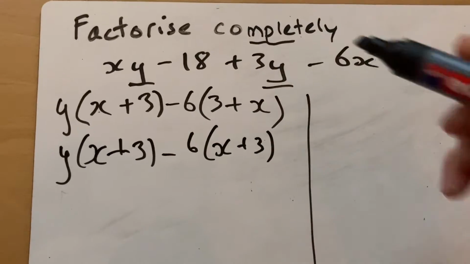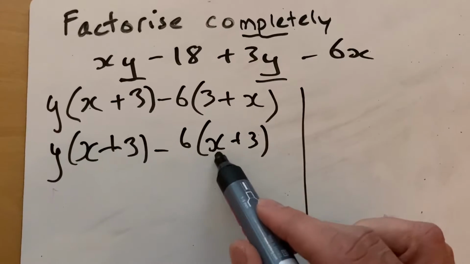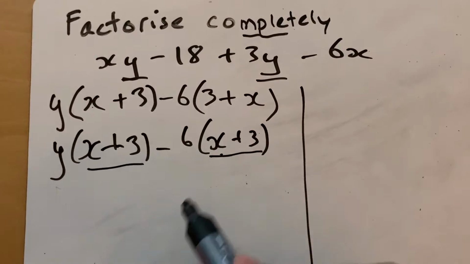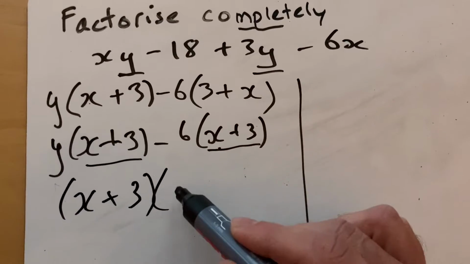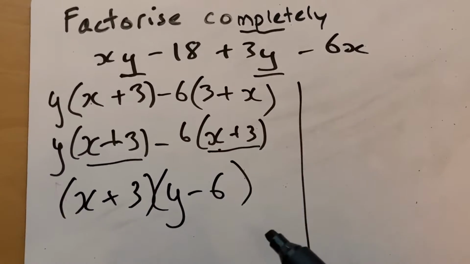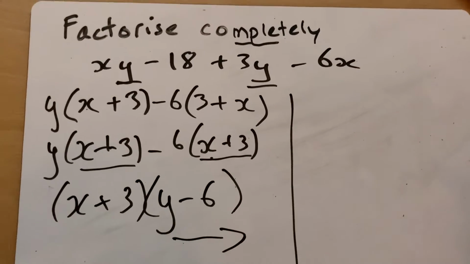Now this is where the completely comes in. I've done some factorizing, but there's some more to do because that and that are the same term. So I'm going to take that out of both of those and I'm left with y minus 6. And that's the answer. Let me show it a different way.